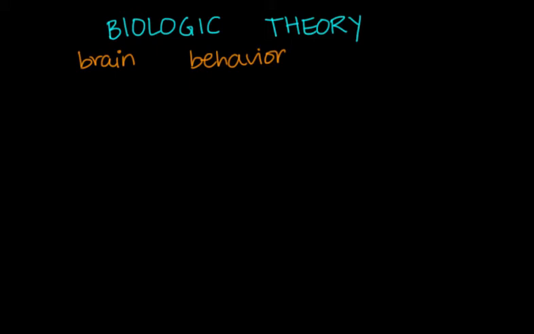Now, taking all of this aside, the biologic theory suggests that important components of personality are inherited. So that's the key word. Important components are inherited or determined in part by our genes. And I'm not talking about those things we wear, but the things that are buried deep within our cell's nucleus.